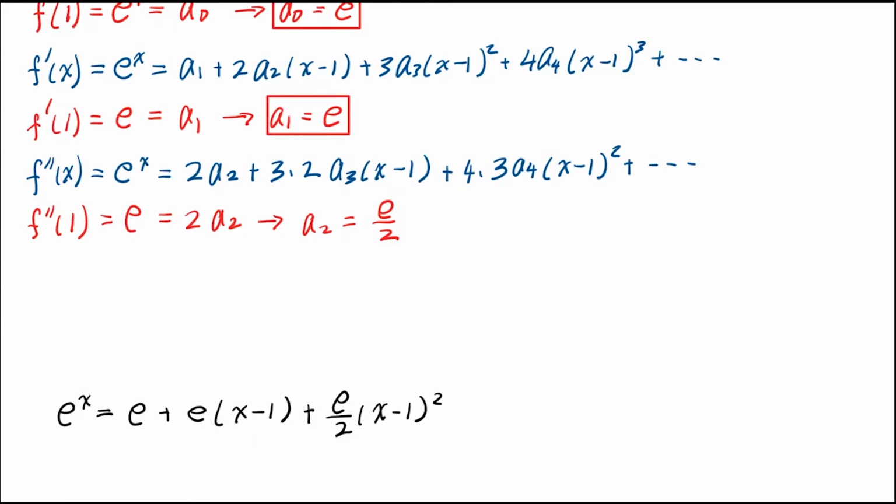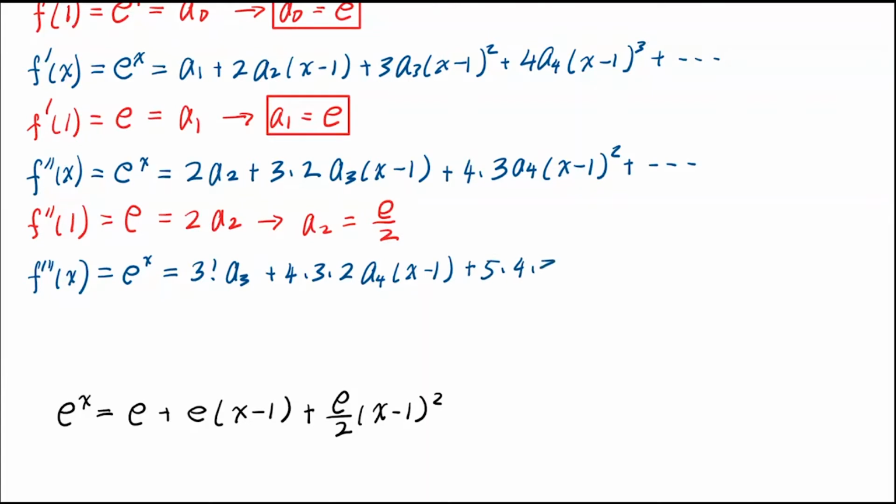Okay, keep going. f triple prime of x, still e to the x, and then this constant dies, so that's becoming 3 factorial now, isn't it? 1 comes down, if you will, a3 plus 4 times 3 times 2. After doing this for a while, this right-hand side always looks exactly the same, so you're on autopilot. Okay, (x minus 1) plus, next term will be 5, 4, 3 then, huh?